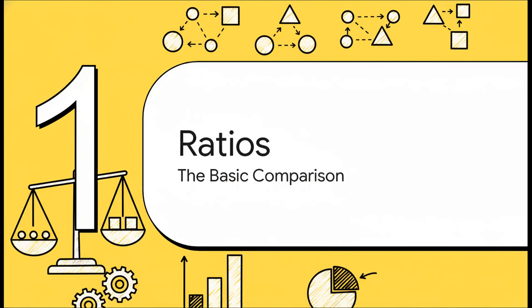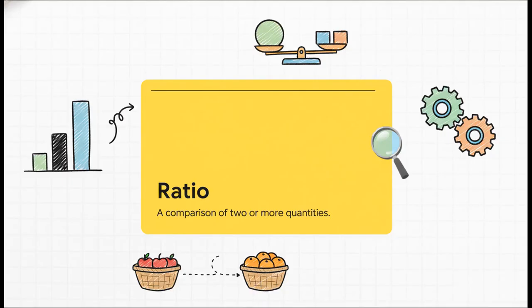Okay, so let's dive right in with our very first tool, the ratio. This is the foundation, really. It's the basic building block that makes all the other comparisons possible. At its heart, a ratio is just a super simple comparison. Seriously, forget about complex math formulas. It's just about looking at one thing in relation to another.